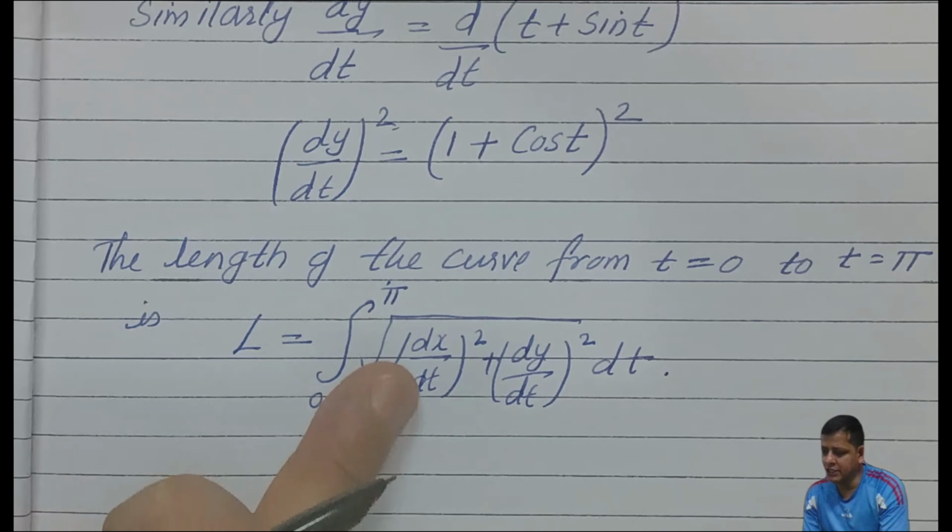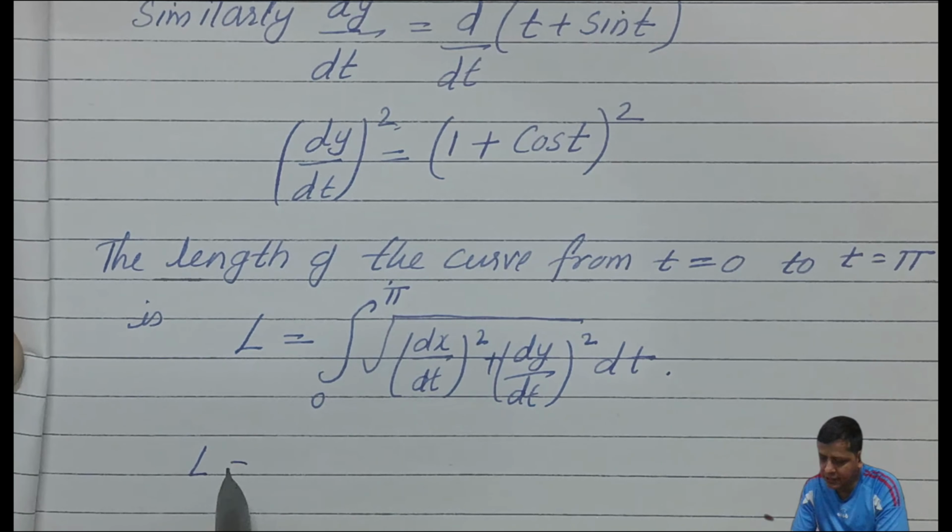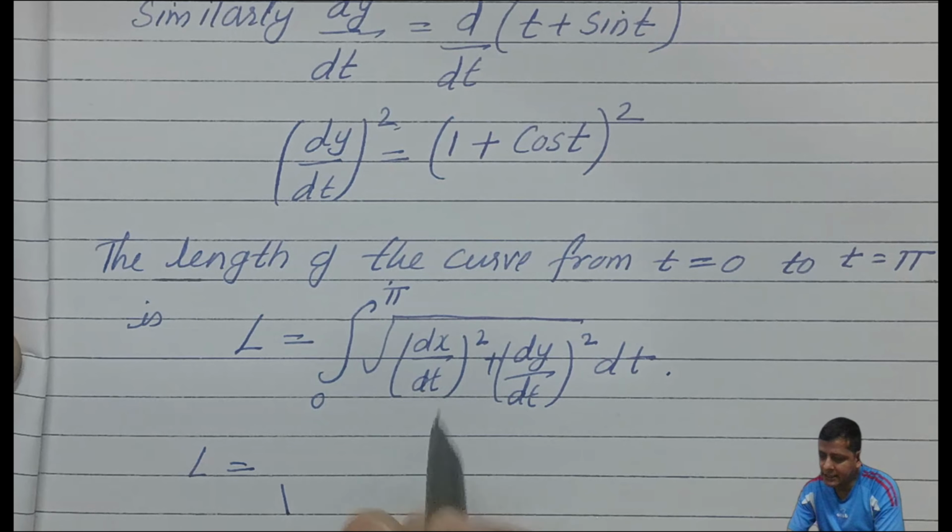So this is the formula we had, right? We know the value of (dx by dt) whole square and the value of (dy by dt) whole square. Just replace over here and finish it up. So let's say L, the length, is equal to, first we had minus sin t, whole square, which means sin square t. Square always is positive.